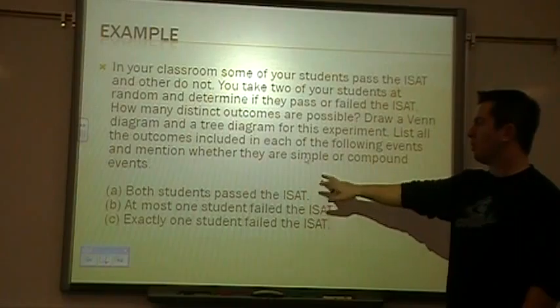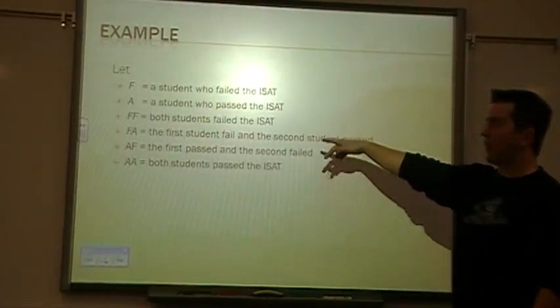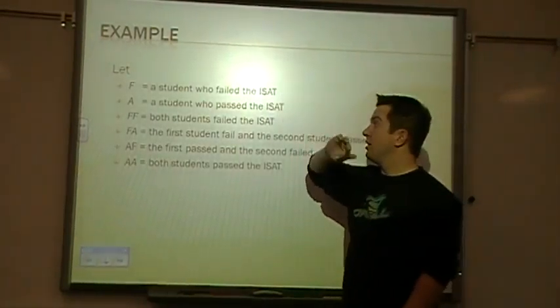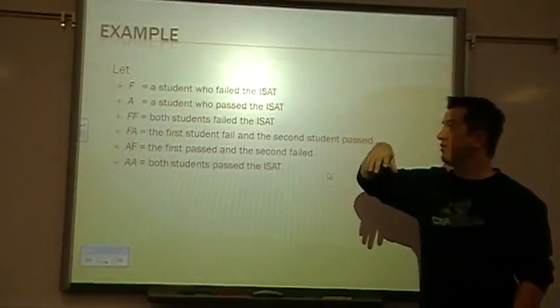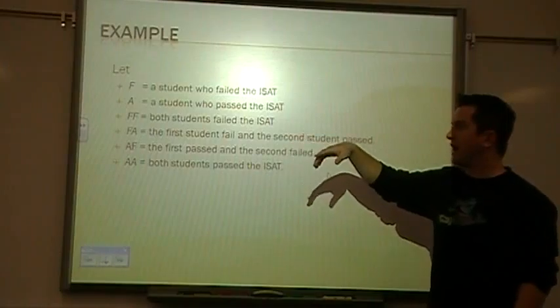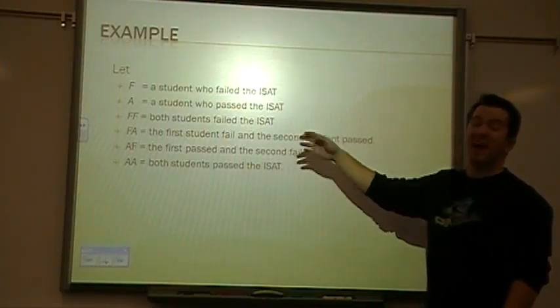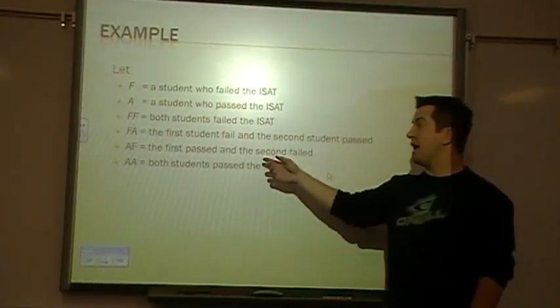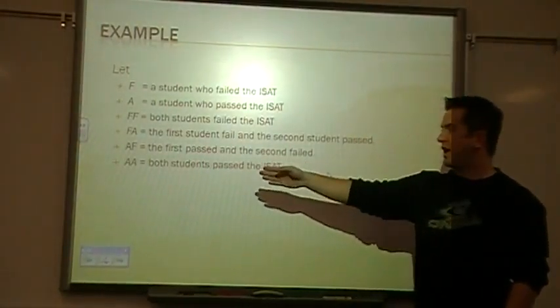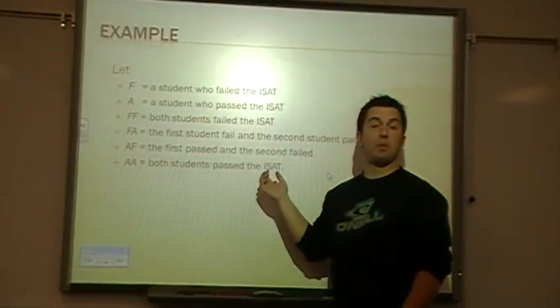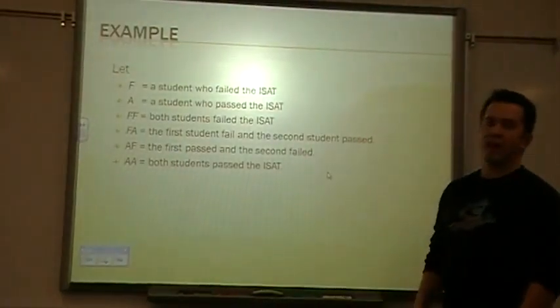So we're going to work through this. We have our labels here. F is going to be people who failed. A is going to be assigned to those who passed. FF, both students failed. FA, the first student failed, the second student passed. AF, the first person passed, the second failed. AA, down at the bottom, is both students passed. So you'll want to write those down.